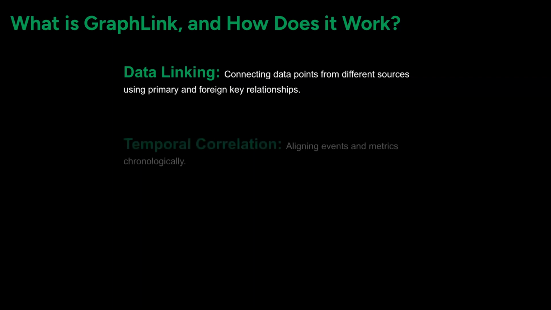Two, temporal correlation. GraphLink also correlates data temporally, aligning events and metrics over time to provide a chronological narrative of system activities. This is akin to how our brain processes a sequence of events to determine causality and context.